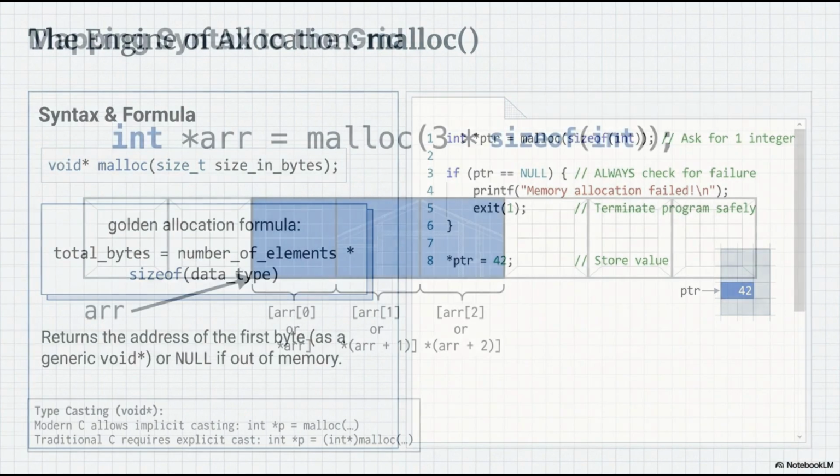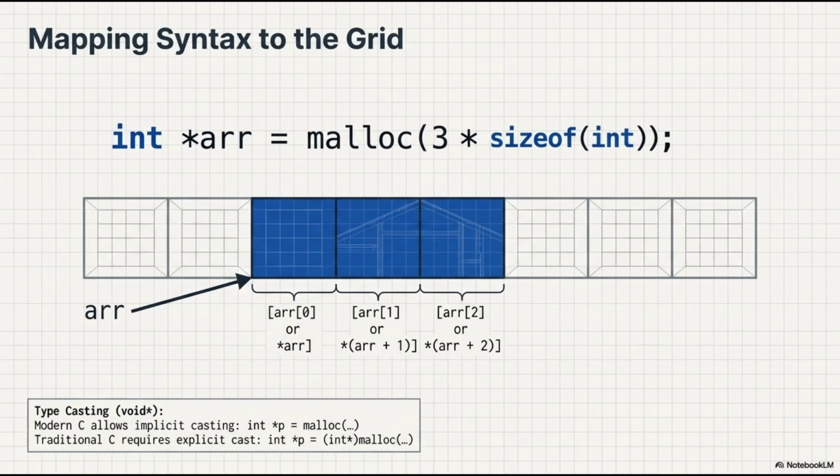No way around it. Notice how this abstract syntax literally maps right onto the physical memory grid. When you call malloc for 3 integers, the system goes in, carves out a contiguous block of space big enough for them, and it hands you back a single pointer to the very first byte of that block. Also, just a quick note on the detail at the bottom about typecasting. Modern C allows implicit casting of the void pointer, whereas traditional C requires explicit casting. Just a neat little detail to keep in your back pocket.